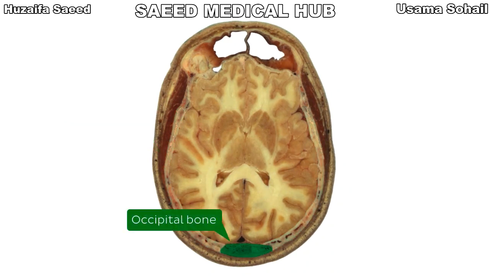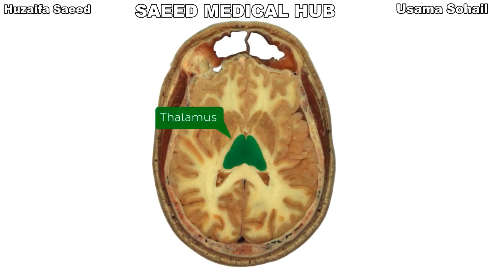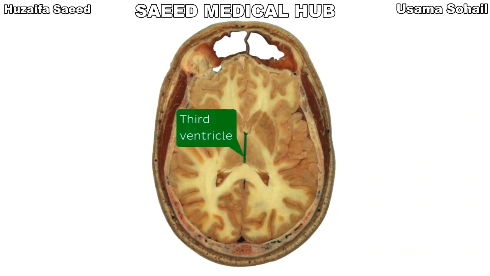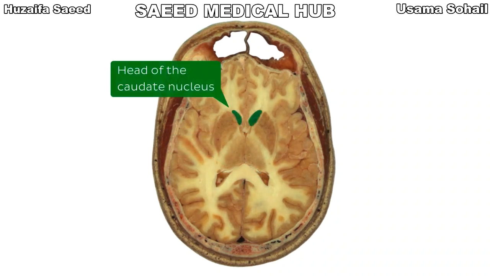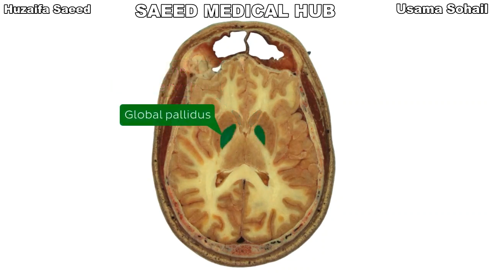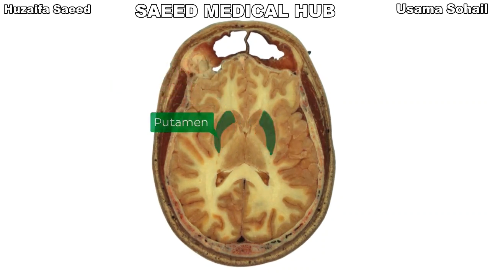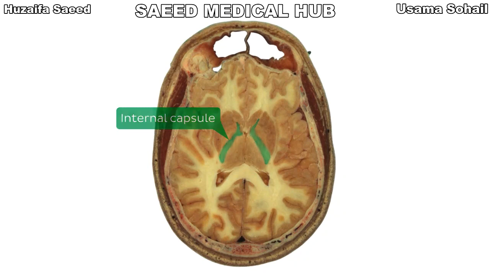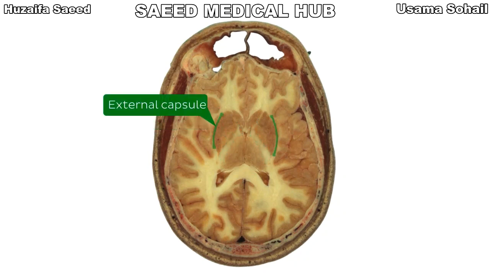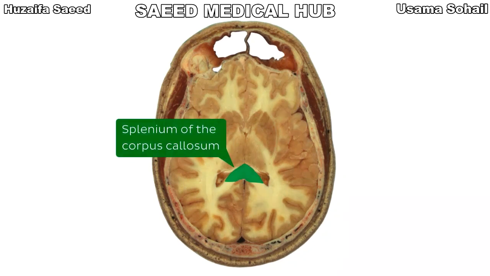After we covered the bony structures, we took a look at the intracranial structures, beginning with the thalamus, then the third ventricle, and the fornix. We then looked at the basal ganglia and surrounding structures, which included the head of the caudate nucleus, the globus pallidus, putamen, and the ever-mysterious claustrum. We also used these structures to pinpoint several white matter structures in the center of the image, including the internal capsule and external capsule, which then led us onto the splenium of the corpus callosum.